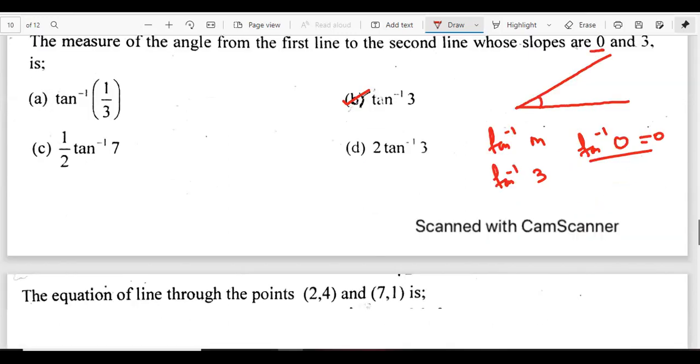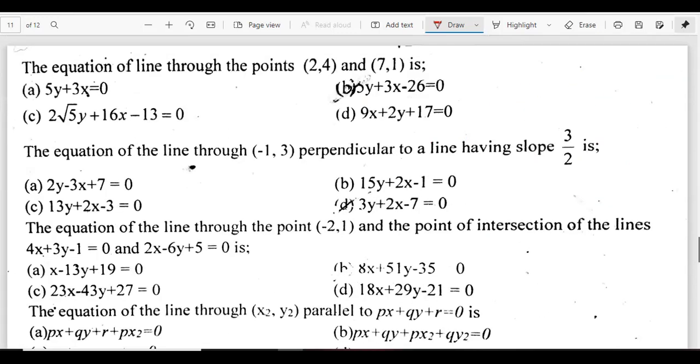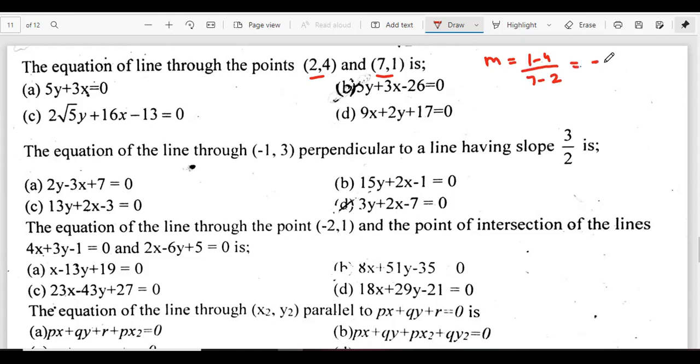Okay, let's talk about another question. It says the equation of the line through the points (2, 4) and the other point. Now we need to find the slope first. So m is y2 minus y1 divided by x2 minus x1. This will give us -3 divided by 5.